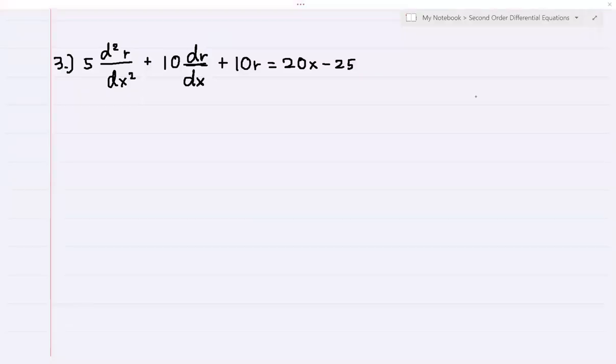Now let's go to the last problem of this video. So we have 5 d squared r over dx squared plus 10 dr over dx plus 10r is equal to 20x minus 25. First thing again to observe is the letters. We have your r on the top, and we have your x on the bottom. So obviously this is your dependent variable, and this is your independent variable. That's the first thing that you need to observe.